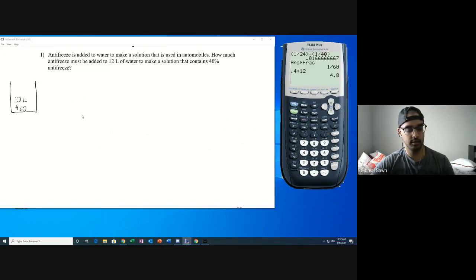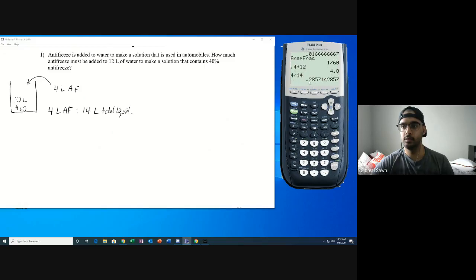Okay, so in total, I still have 10, but the proportion would be a little off if I just added in 4 liters. So if I add in 4 liters of antifreeze, then I've got 4 liters of antifreeze inside, but I've got actually 14 liters total liquid. Okay, and the percentage there wouldn't really work out for me. Okay, so 4 over 14, that'll give me 0.28, almost 30%. Won't give me the percentage I actually need.